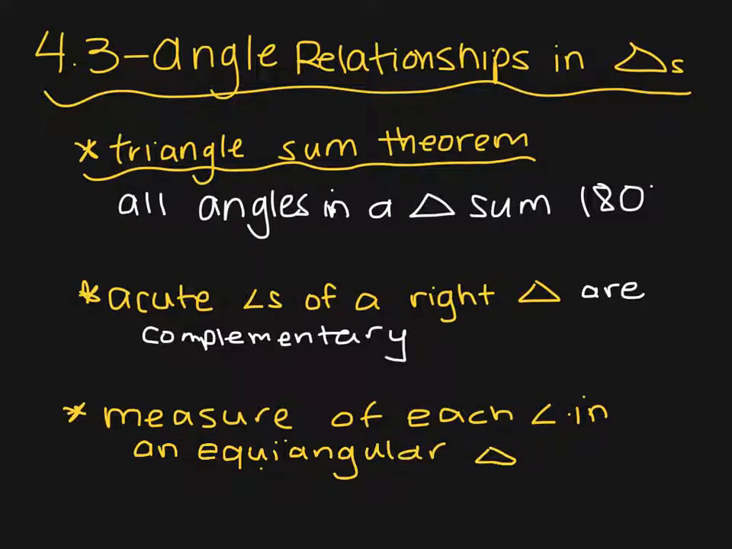Then there was one that again didn't have a name, but it started with the measure of each angle in an equiangular triangle would equal what? 60. Good, 60 degrees. So again, these didn't have names.